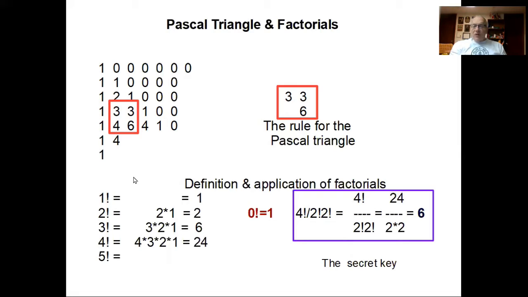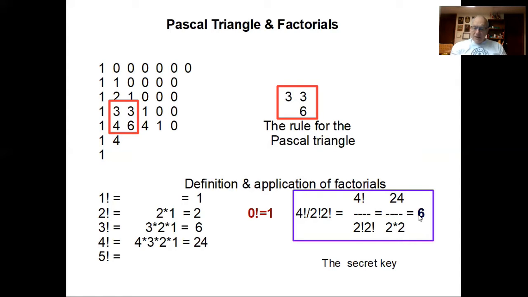We now look at factorials. In factorials, a number with an exclamation mark means that number multiplied by each preceding number until we get down to 1. So 4 factorial would be 4 times 3 times 2 times 1, which would be equal to 24. We can also prove that 0 factorial is equal to 1. If we want to now calculate a factorial expression, we replace the 4 factorial by 24 and the 2 factorial by 2, and we'd find 24 divided by 4 is equal to 6.